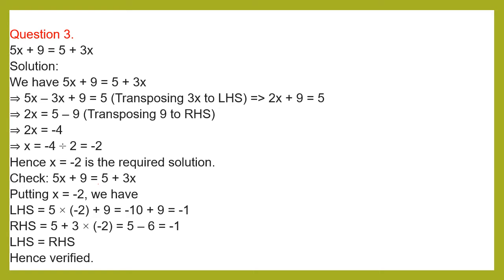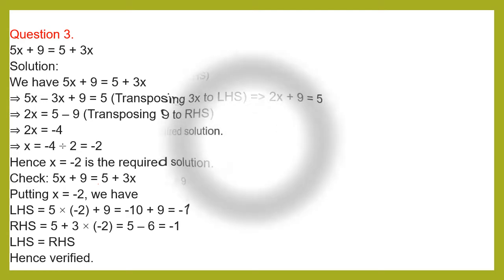Then let us take the RHS. RHS is 5 plus 3x. 5 plus 3 into x value, which is minus 2, is equal to 5 plus into minus is minus. 3 twos are 6. In 6, 5 goes, we'll get 1. The greater term has a minus sign, so minus 1. LHS value is also minus 1, RHS value is also minus 1. Therefore, LHS equals RHS. Hence verified.